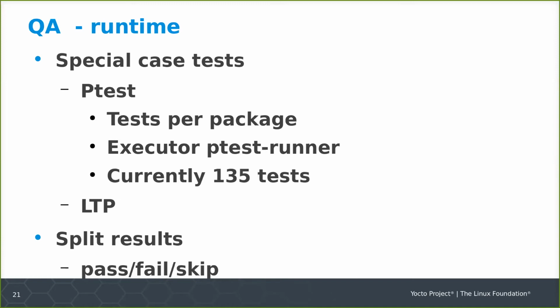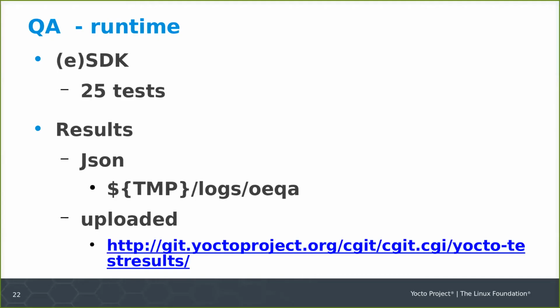The skipped actually is again an auto detection. It'll say, did you include a particular package in your image, so I can run the tests. So it's similar to the one for self-test. We do have roughly 25 SDK tests. So if you do make changes to the SDK or ESDK, there are still tests you can run.